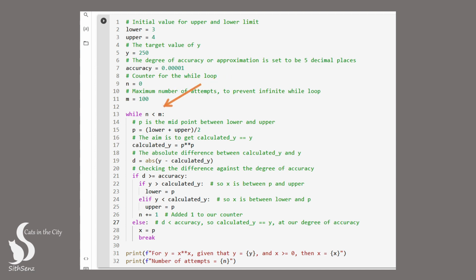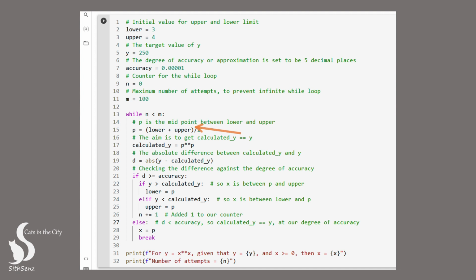Since we are using a while loop, we need to set a condition for the loop to run, and we need to make sure that our loop doesn't run infinitely. For this, we created a counter n for our while loop, and the maximum value for our counter is set at 100, meaning that our while loop will terminate when the counter reaches 100.